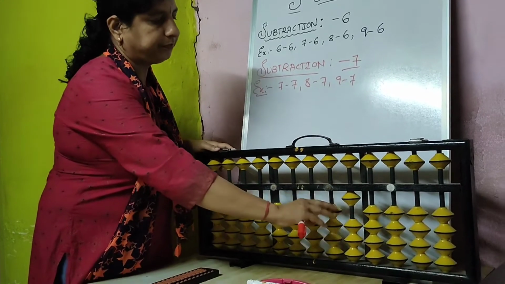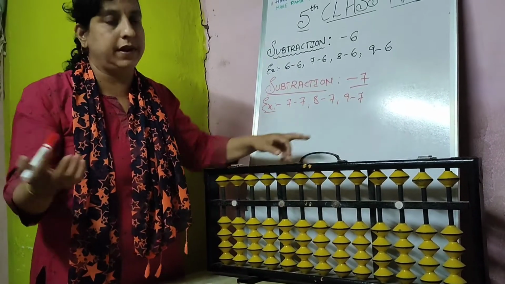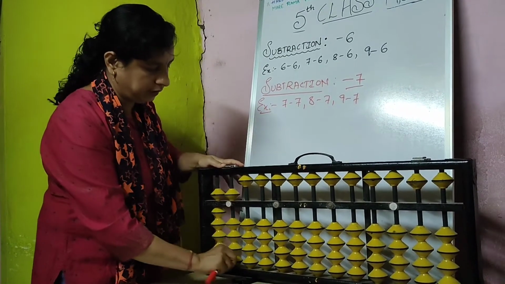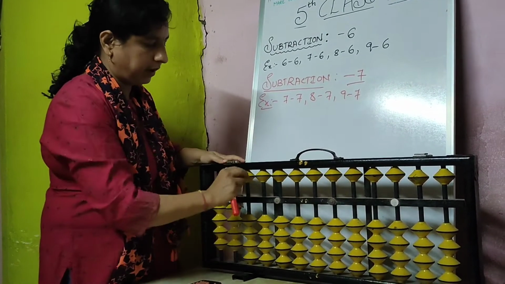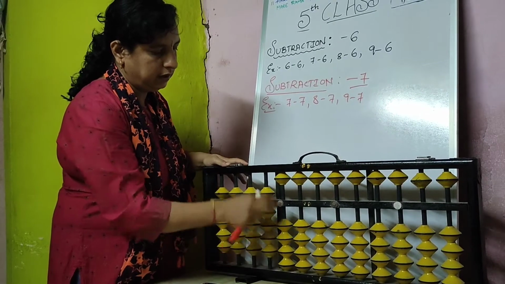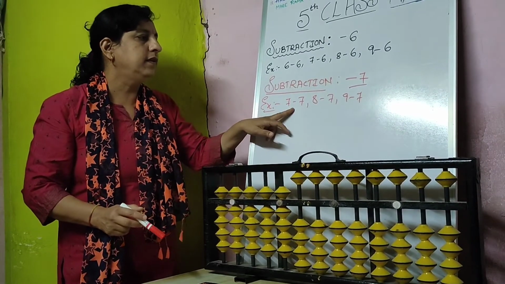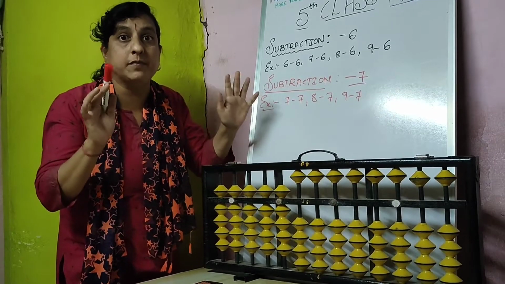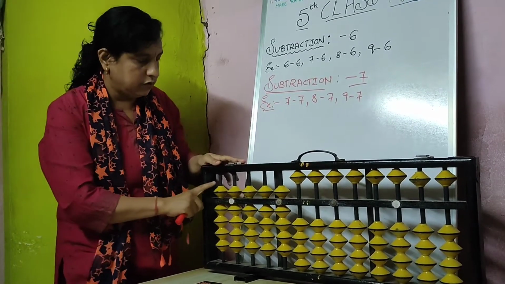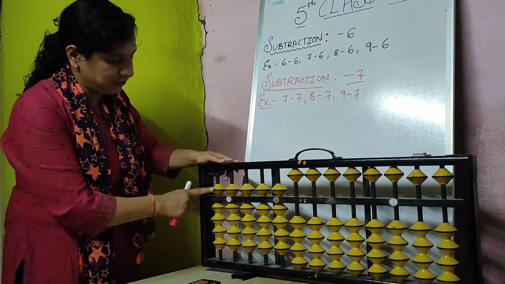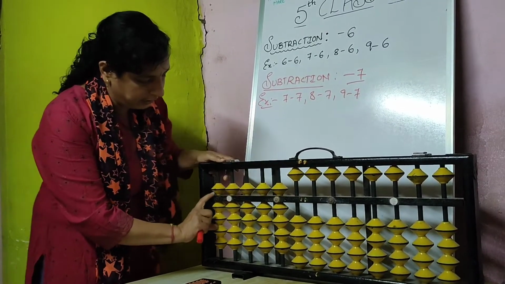Now 9 minus 7. Okay, 9 means 1 upper bead, 4 lower beads. You know all of you, isn't it? So you have to do complete abacus. I will do in these 4-5 rods. Okay. So these examples also you have to practice 5 times, bacho. These examples. So 9 minus 7. How to do? 9 minus 7 means 1 upper bead, 2 lower beads. You have to cancel it.